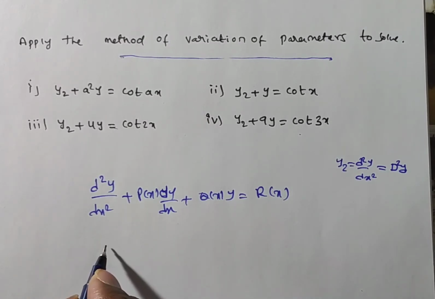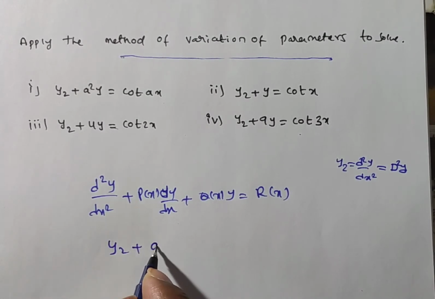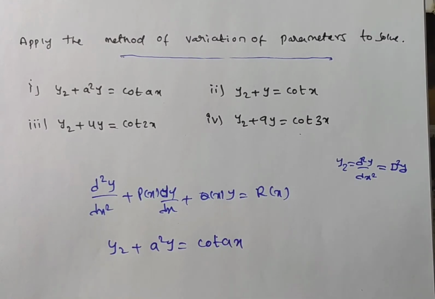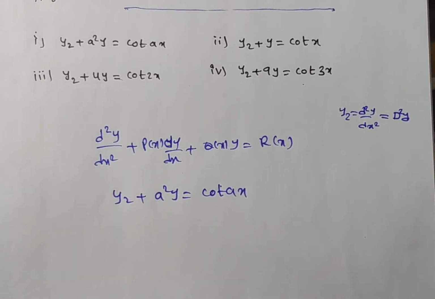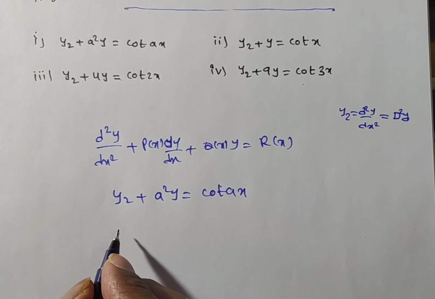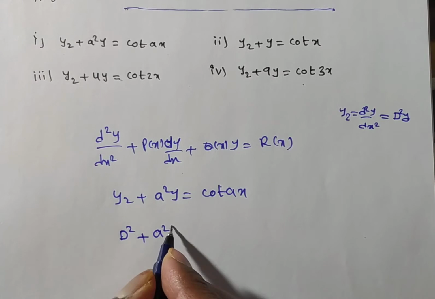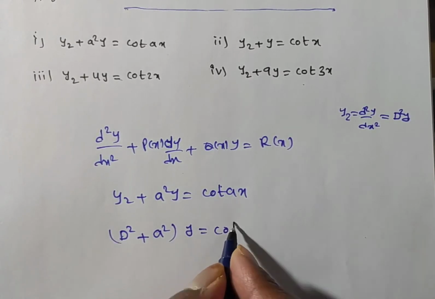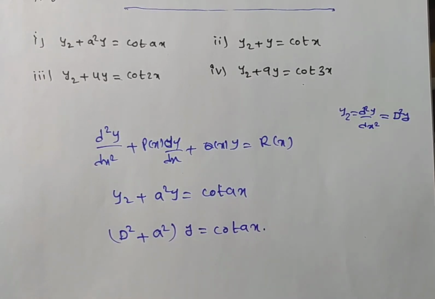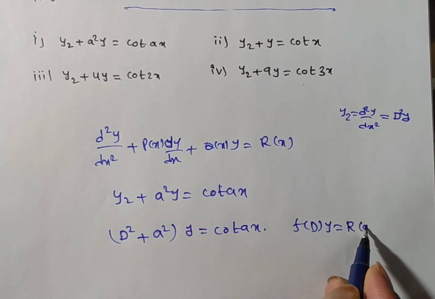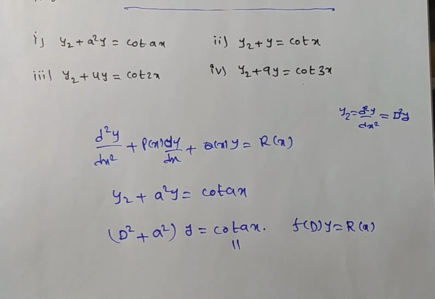So the given problem is y'' + a² y = cot ax. Now I am writing this in operator form. In operator form, I will have (D² + a²) y = cot ax. Friends, this is in the form f(D) y = r(x), where r(x) = cot ax.